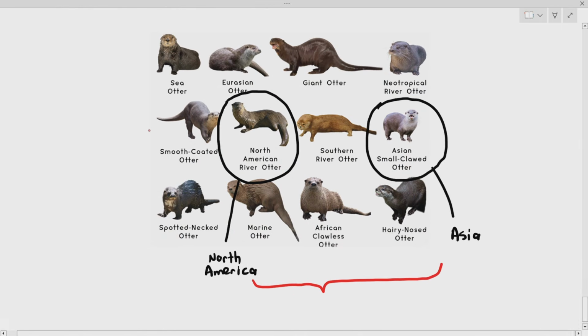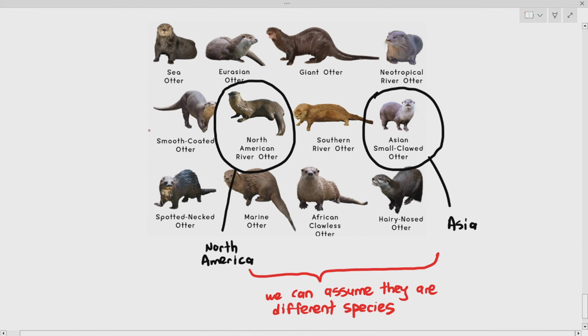So based on the ecological species definition, remember, ecological species means they must be in the same area. So the condition here is they are not in the same area. We can assume they are different species. It's not the best conclusion to make, but it's an okay conclusion to start with. There have been situations, by the way, where scientists thought that these organisms were different species, but in reality, they were the same species, even though they were in different geographical areas.